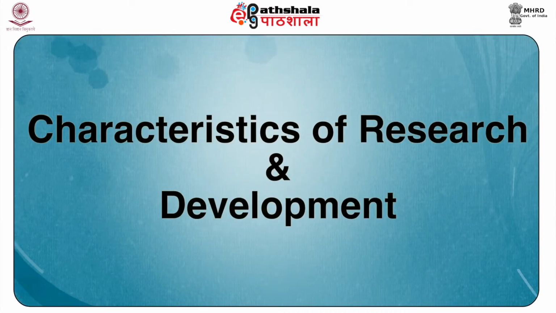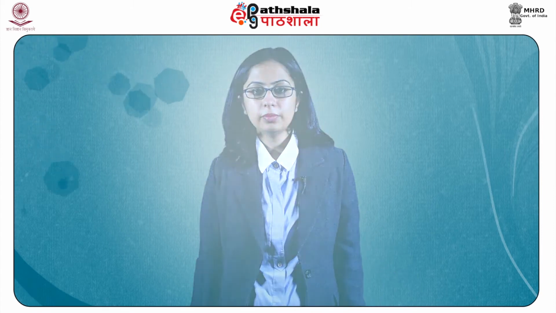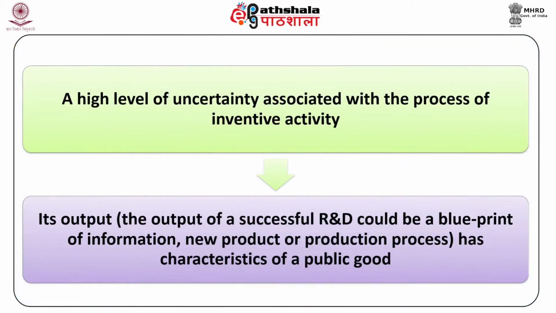Next is characteristics of research and development. The spending by firms on R&D on development of a new product or low-cost production process is part of a strategic move to gain advantage over their rivals. The basic economics of an R&D process or inventive activity presents a special case for at least two reasons. First, a high level of uncertainty associated with the process of inventive activity, and second, because its output, which could be a blueprint of information, new product or production process, has characteristics of a public good.